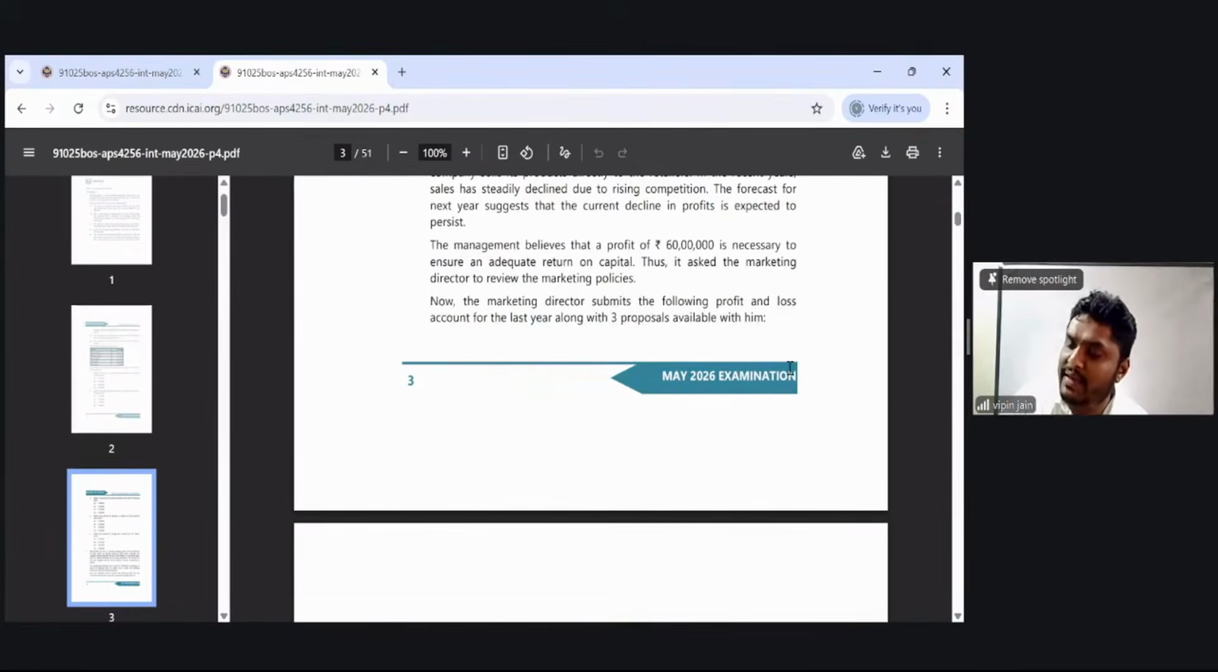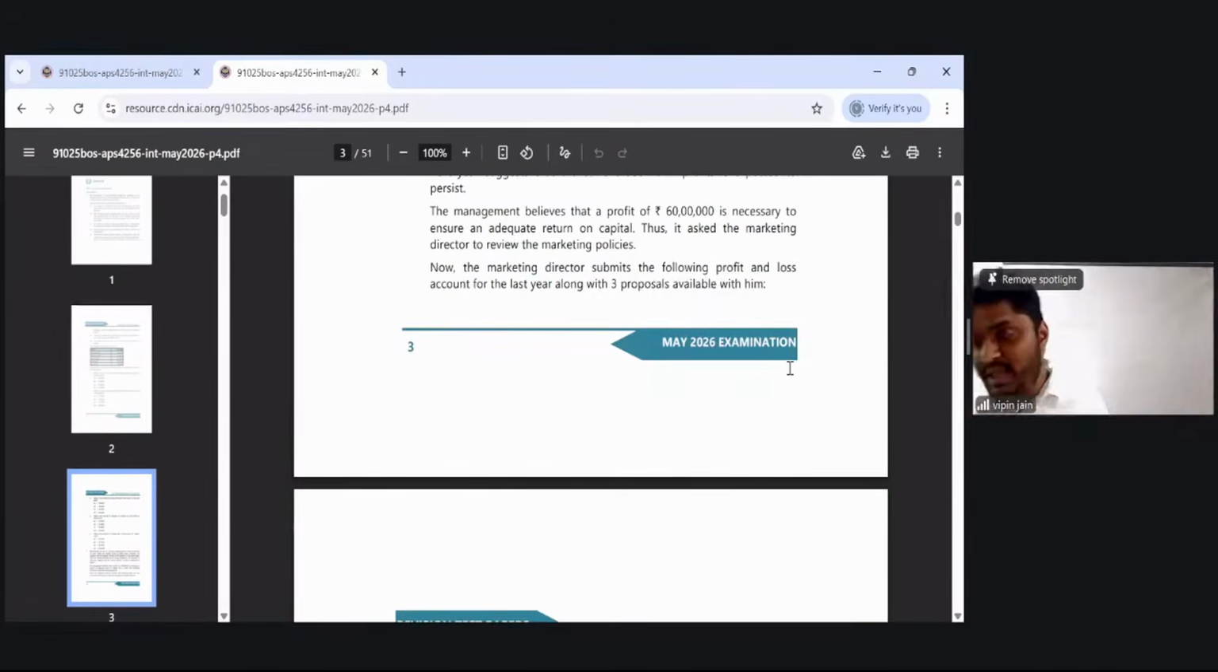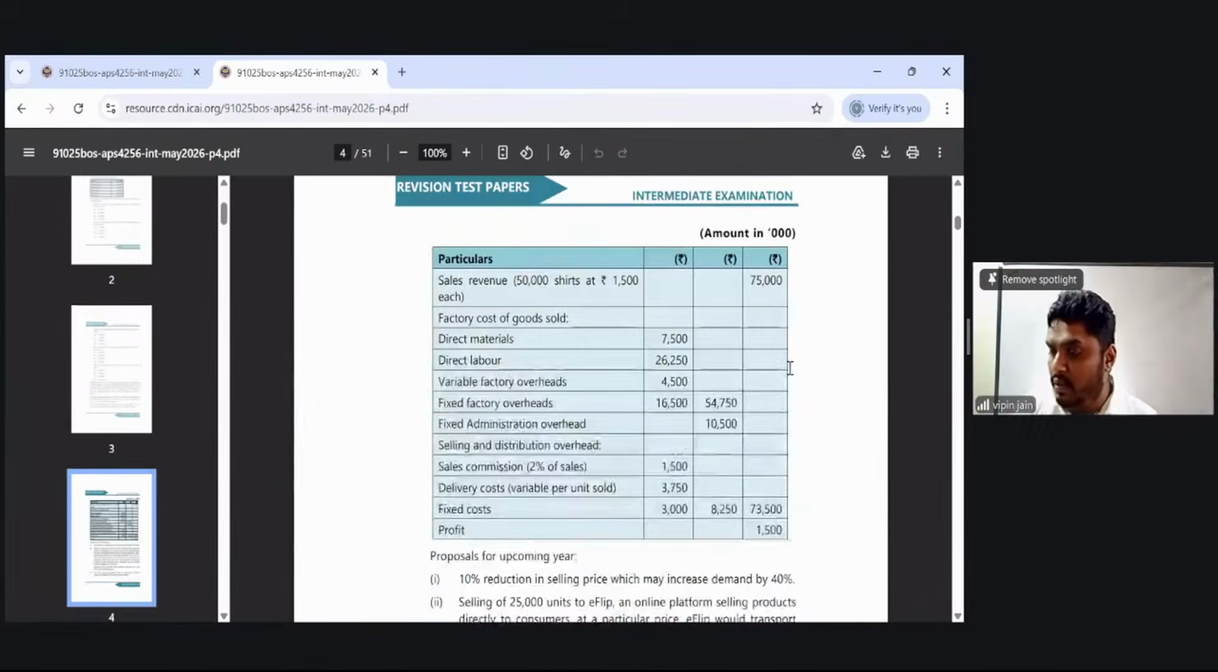Now the marketing director submits the following profit and loss account for the last year, along with 3 proposals available with him. So they have shared the last year profit and loss account wherein the total sales revenue was 50,000 shirts and they're selling it at 1,500 each.